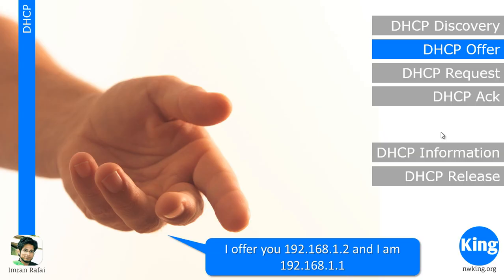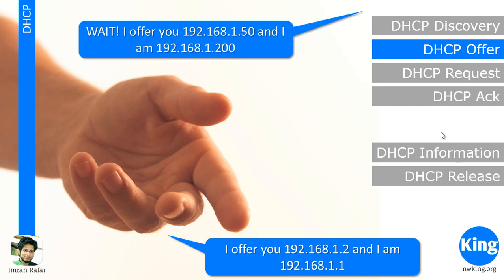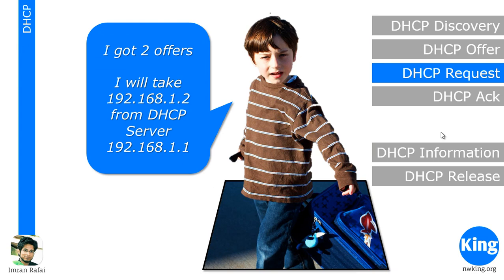Now if there is more than 1 DHCP server configured in this network, even the other DHCP server would have got the broadcast from the client, and he too would offer an IP address, like in this case 192.168.1.50, and it would tell that the server's IP address is 192.168.1.200. Now ideally we wouldn't configure 2 DHCP servers in the same network, but sometimes it happens, right? So when this DHCP offer is sent back, the client gets 2 DHCP offers. Now it's up to the client to decide which DHCP offer it wants to accept.